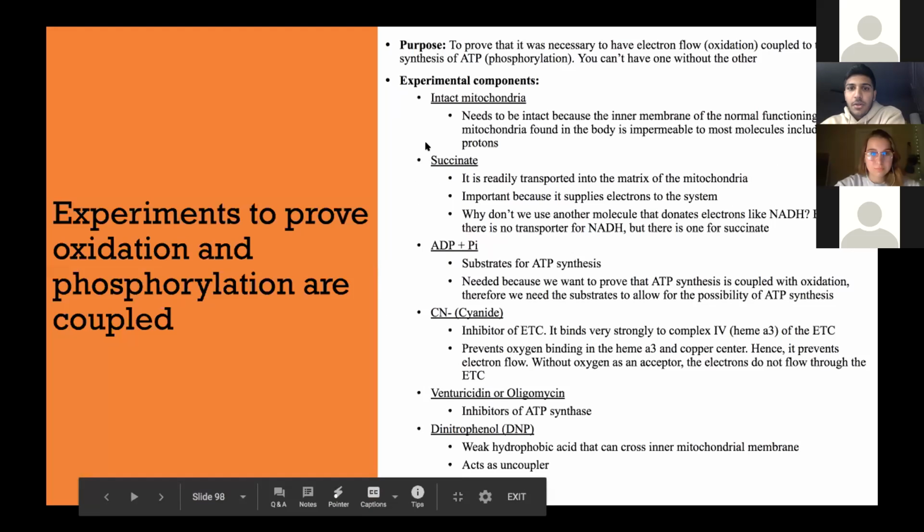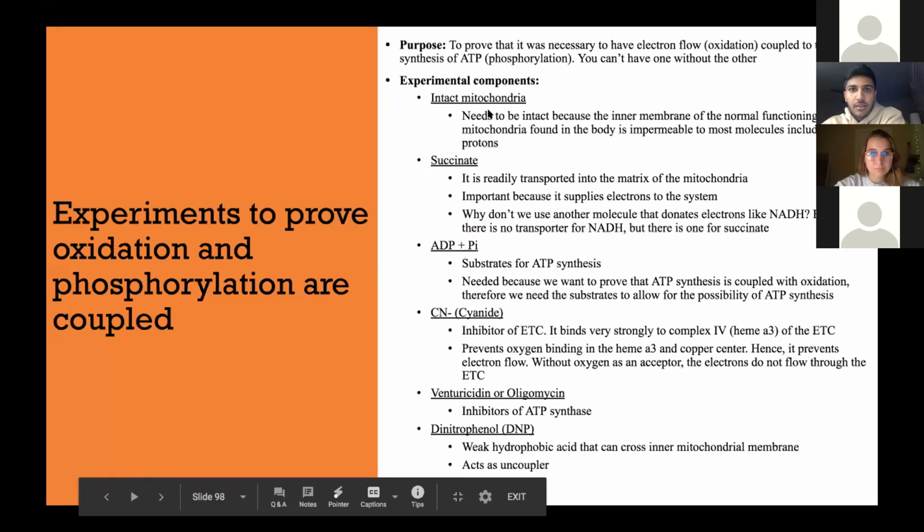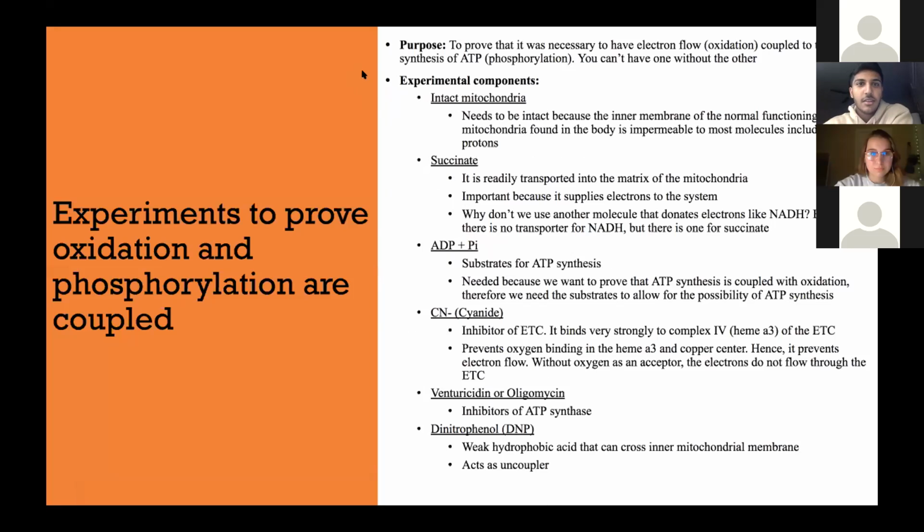And so for experiments, I can quickly just go over the experiments. I don't want to go through all of this, because it's everything that's on the slide. But basically, you have to know the experiments, unfortunately, but they're not too bad. For each of the experiments, they require intact mitochondria, and you require succinate. Succinate in the experiments is going to be the source of electrons, the source of electron flow.